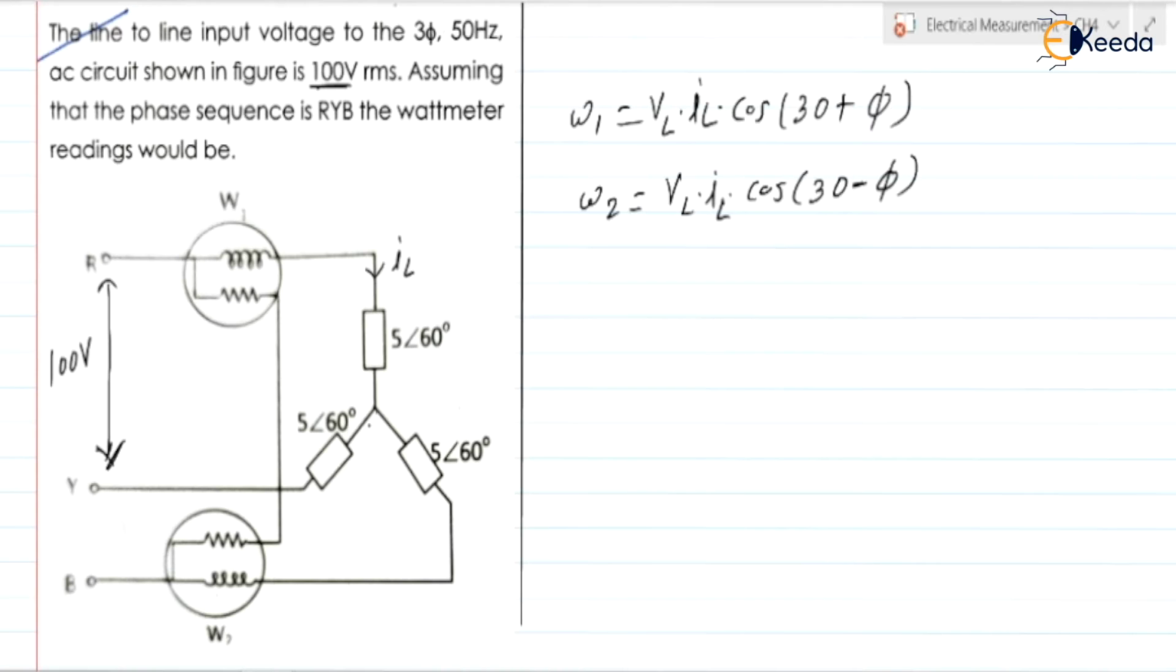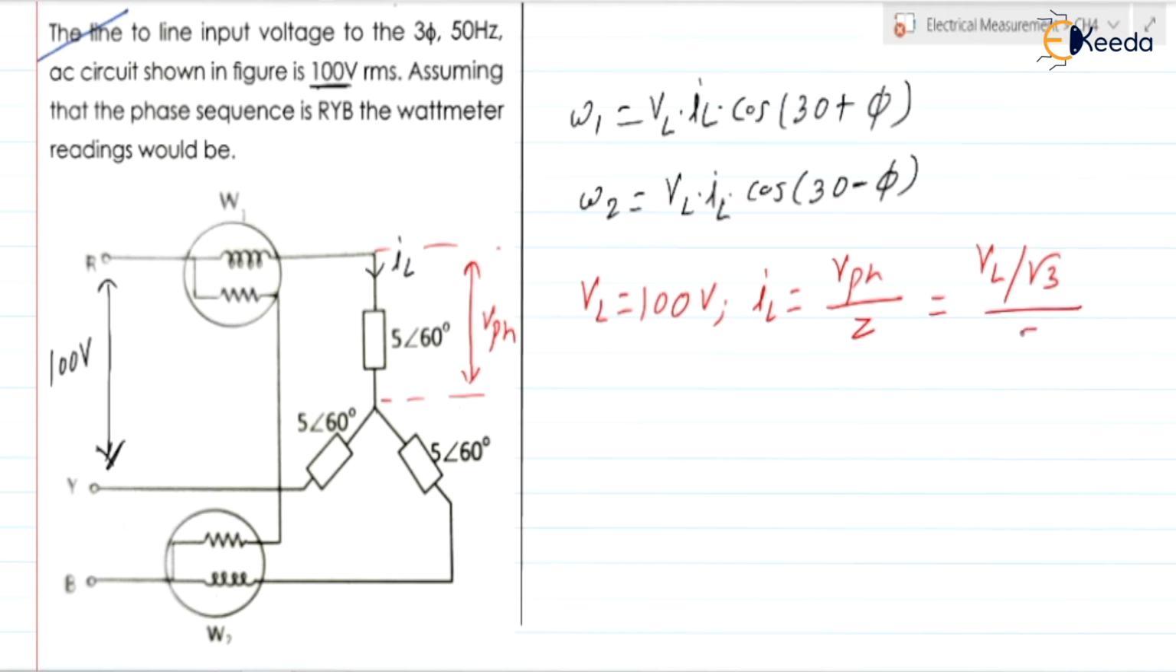As the load is connected in star, in the case of star connection, line current and phase current both will be same. So line current is equal to phase voltage divided by impedance. So here let us note the given data. VL is 100 volt, IL is equal to VPH divided by impedance. What is VPH? In the case of star connection, VPH is VL by root 3, divided by impedance.